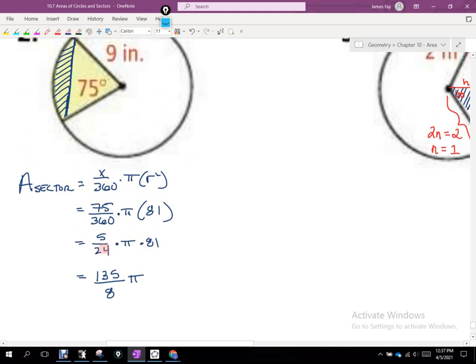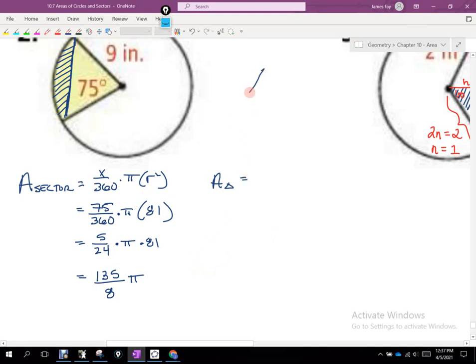Okay, and that's just working through, figuring out common factors between these, the 5/24 and the 81. Is everybody okay with that? Okay. Now I've got to find the area of the triangle. Okay. It's not going to be as easy.